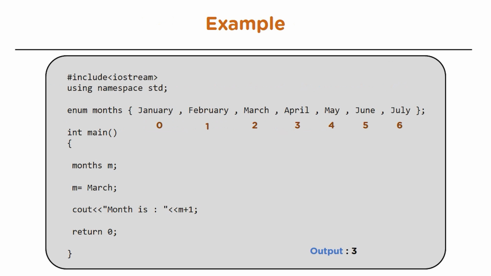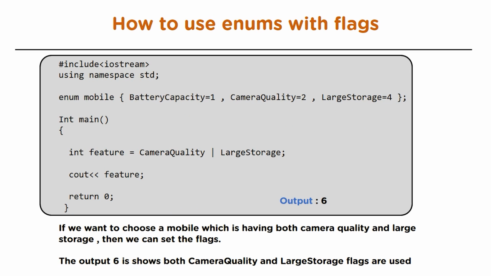Now, let's understand how to use enum with flags. In this example, we will choose a mobile having any of the 2 features among 3. Here the name of enumeration is mobile and its enumerated values are battery capacity, camera quality, large storage, and we have assigned values to them 1, 2 and 4 respectively. And because we are doing this example of enums with flags, that is why we are using integer values of power 2, because it avoids the overlapping.